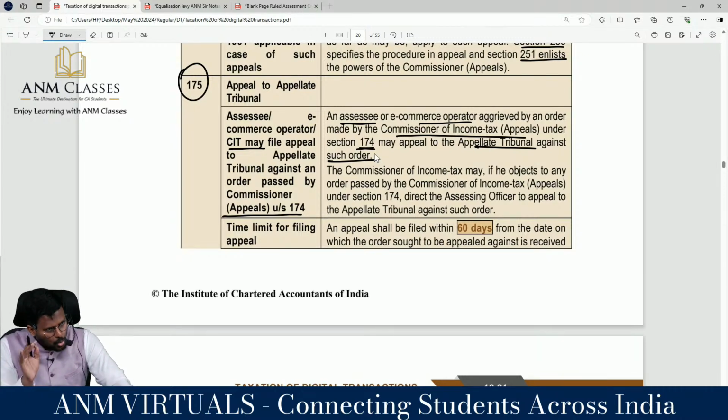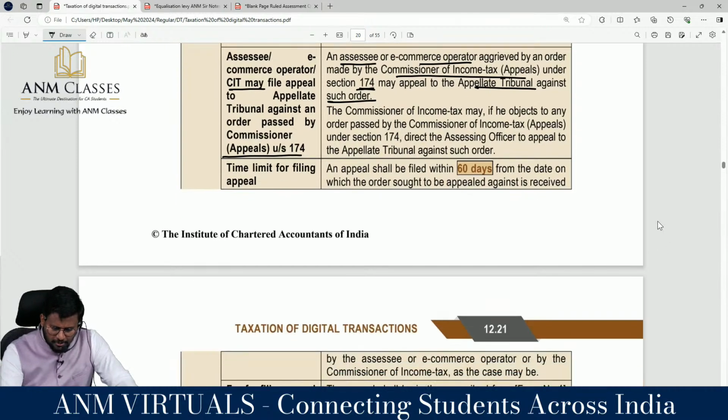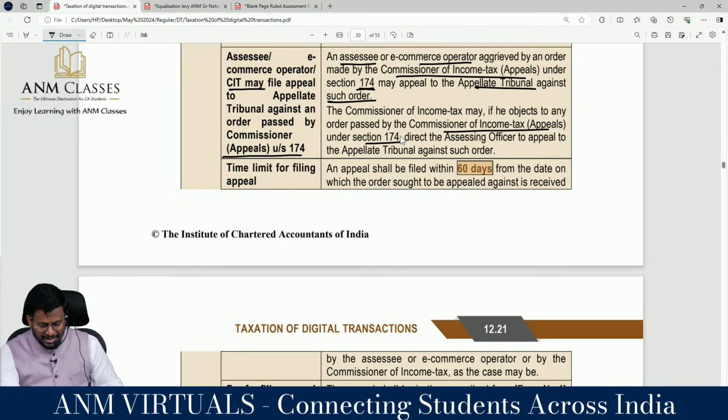174 order is equal to 250 order. The Commissioner of Income Tax may, if he objects to any order passed by the Commissioner of Income Tax (Appeals) under section what? Direct the AO to appeal to the Appellate Tribunal against such order.